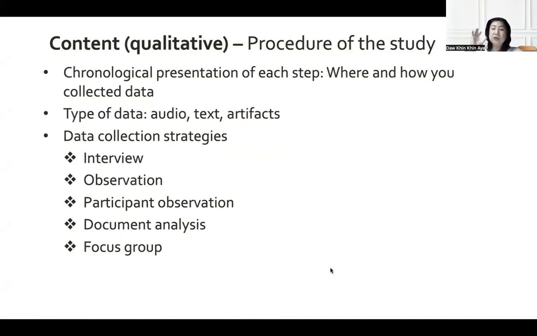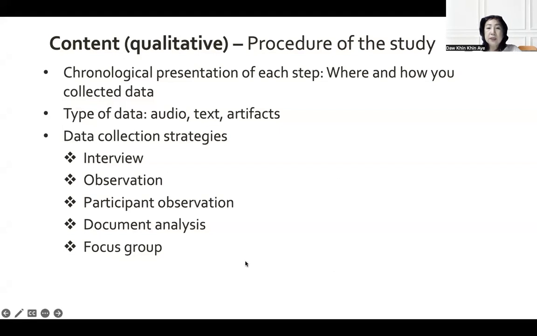Okay, now the procedure of the study. As I mentioned to you, you need to include the chronological presentation of each step, where and how you collected data, and you need to indicate the type of data you collect. For example, whether it's audio data, text data or artifacts. And here you also need to indicate the data collection strategy, whether it is interview or observation or participant observation or document analysis or focus group interview or something like that.